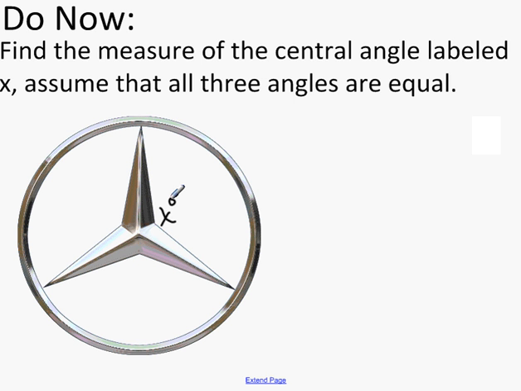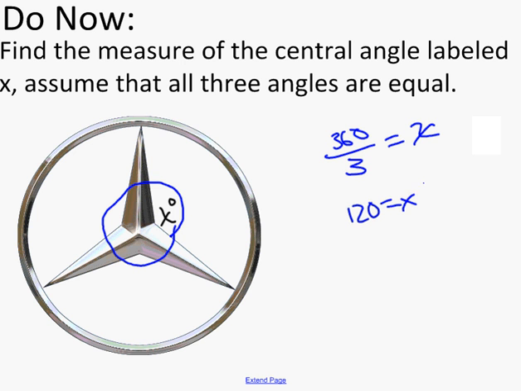Okay, so since all these angles here form a circle and they are all equal, we can just take 360 divided by 3 and we will get the value of x. 360 divided by 3, that's 120, so x is 120.